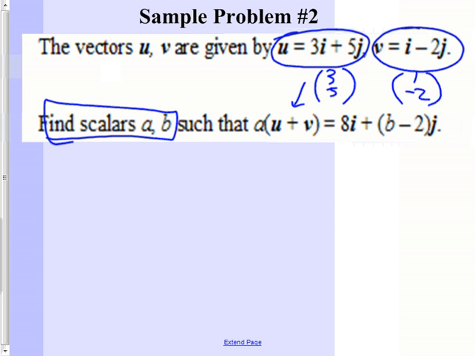Find A and B. So I don't know A, but it's being multiplied by U plus V, which was what again? 4, 3. What just happened there? Finish the equation, and you'll get a little equation out of it that you can solve for A. And once you know A, there's another little equation in it, and you can solve for B.